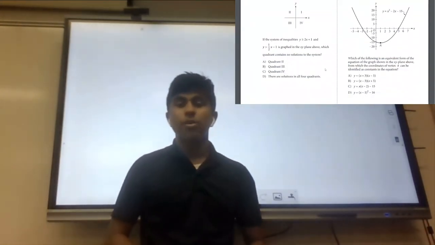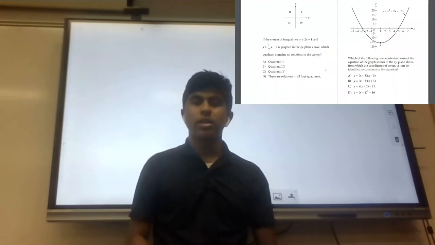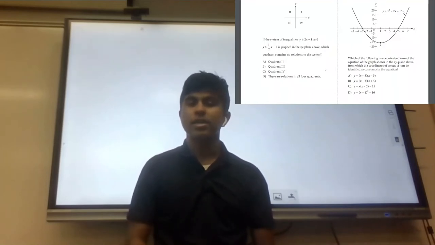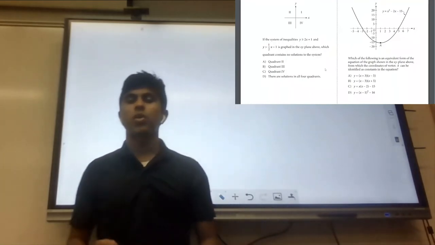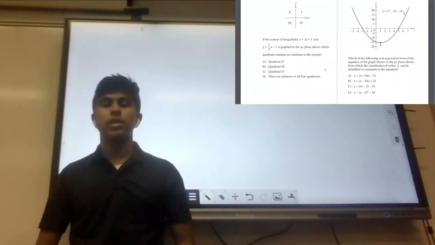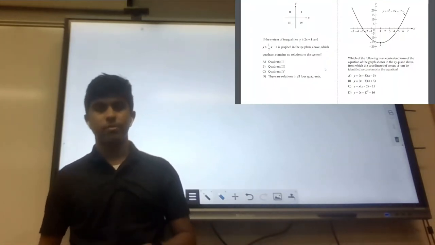The system of inequalities y is greater than 2x plus 1 and y is greater than 1 half x minus 1 is drawn in the xy plane above. Which quadrant contains no solutions to the system?